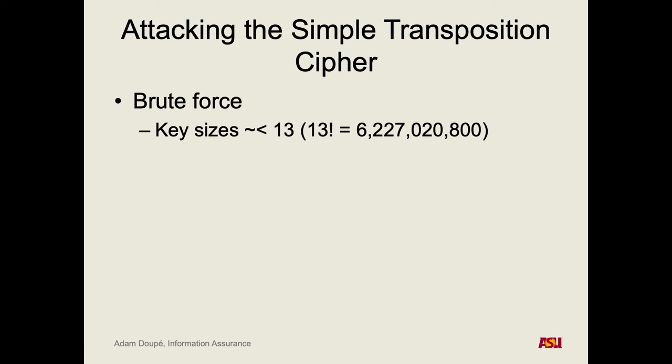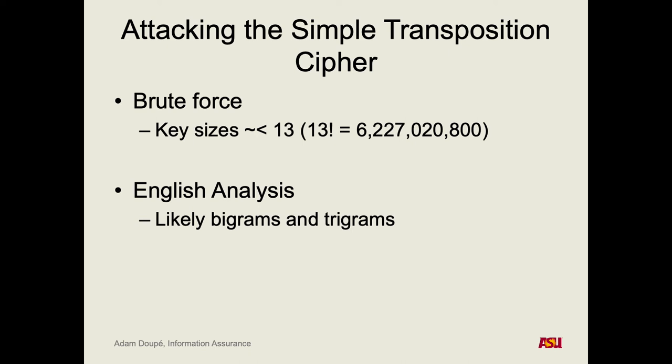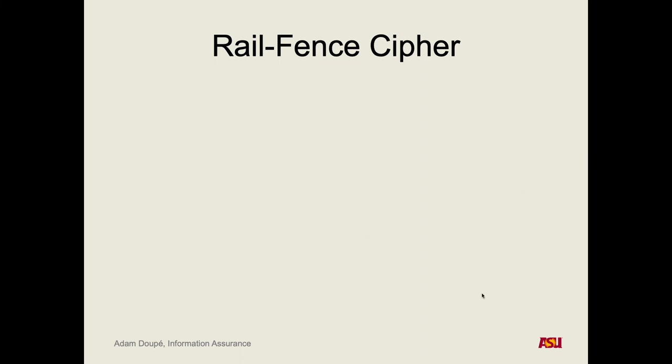But we have our friendly, nice technique that we've been looking at of doing English analysis. Specifically, we would want to look at likely bigrams and trigrams, so looking at letters that are likely to follow other letters. Again, we'd use exactly the same techniques we'd used before. We'd look at each different block and analyze it to say, what's the highest likelihood of one character following another? If there's a Q and U in one block, we'd swap those so that they were next to each other, and then start working from there. We'll see more of this in the next cipher.